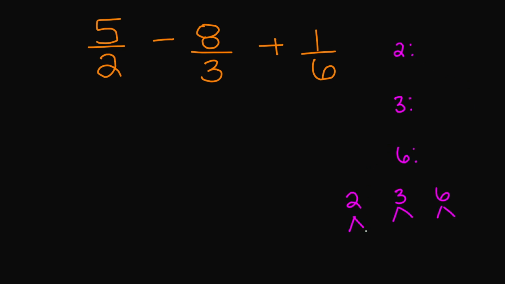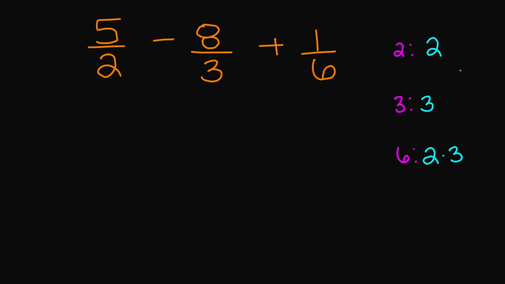For my 2, I cannot simplify that any further, so I'm just going to get 2 as my multiple here. For my 3, it's just going to be 3. I can't simplify that any further. However, for my 6, I can simplify this into 2 times 3, so that's perfect. So my 2, we're just going to get 2. My 3, we're going to get 3. And then my 6, we have 2 times 3.